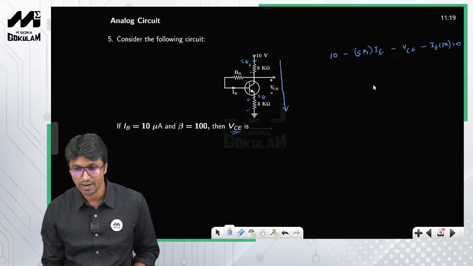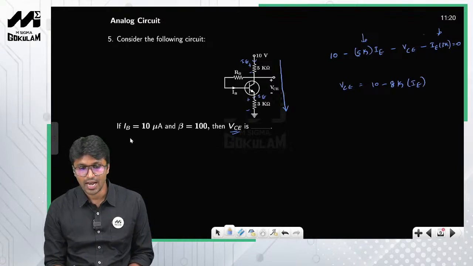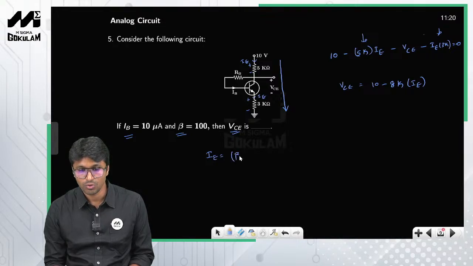What is it that we have to calculate? VCE. VCE is equal to, look at this one, you have IE common in both these terms, so this becomes 10 minus 8k into IE. Now how do you calculate IE? Listen, IB is given to you and beta is also given to you. So IE is equal to beta plus 1 into IB. Beta is nothing but 100, so 101 into IB, which is 10 microamperes.